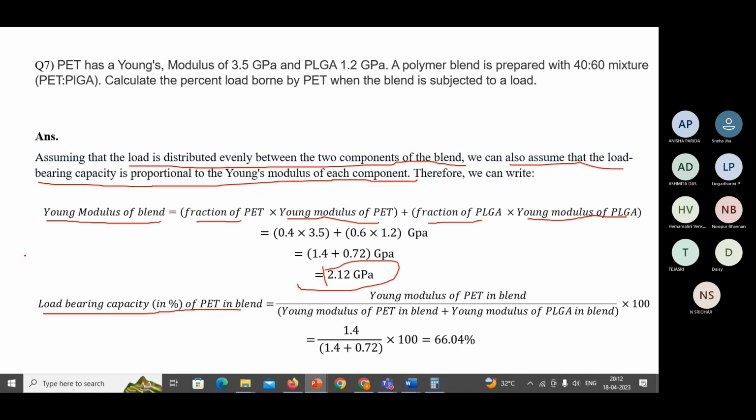The Young modulus of PET in the blend is calculated, as per the previous question, using this formula: the fraction of PET present in the blend times the Young modulus of PET. This formula also defines the Young modulus of PET in the blend. Only this part.